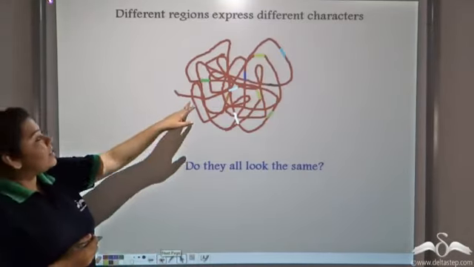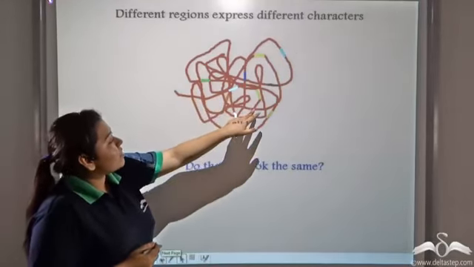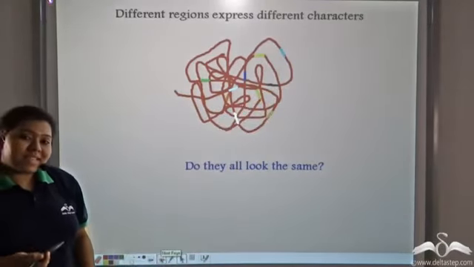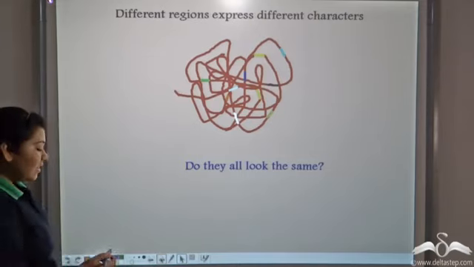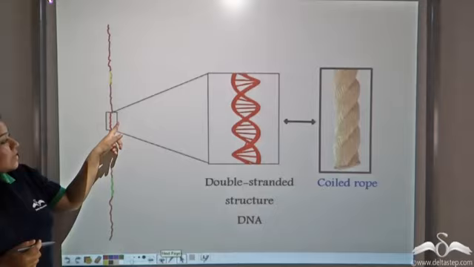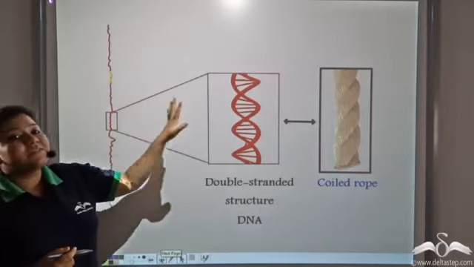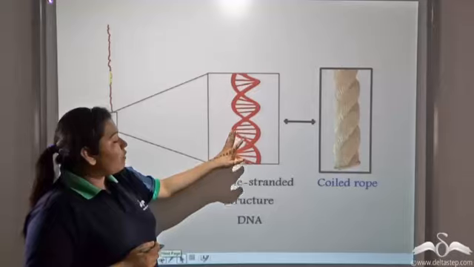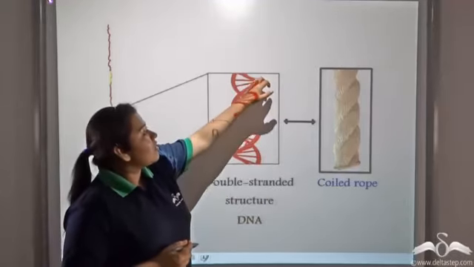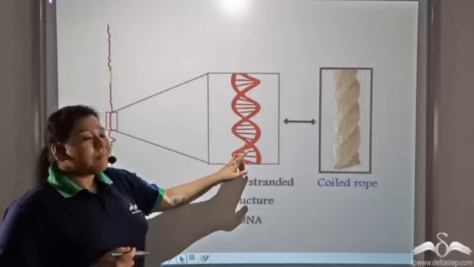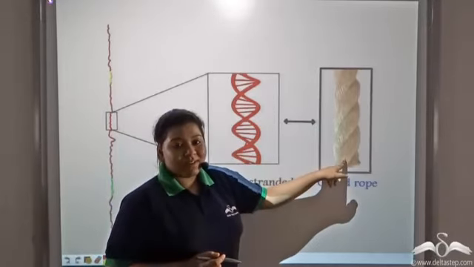Now, the different regions express different characteristics. Do they all look the same? Well, let us focus on this part and let us magnify this part. See, it is made up of a double-stranded structure of DNA. It closely resembles a coiled rope.